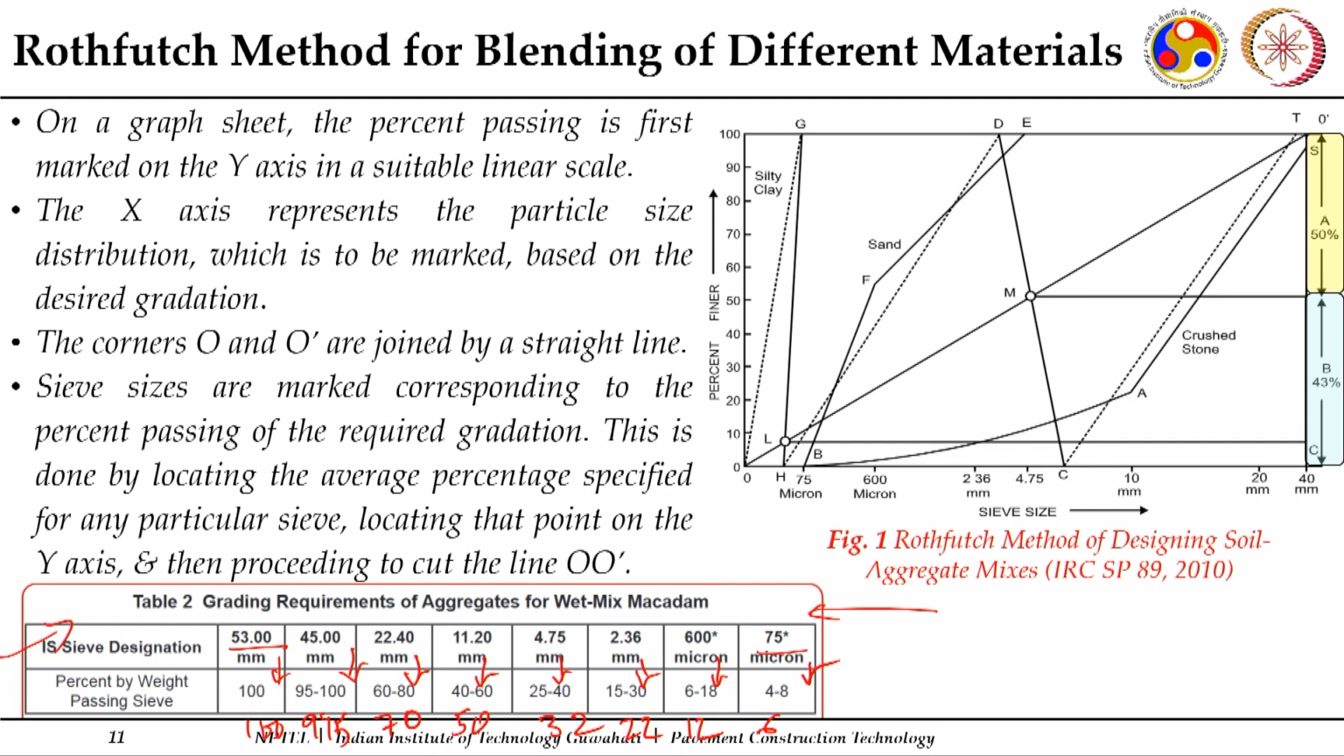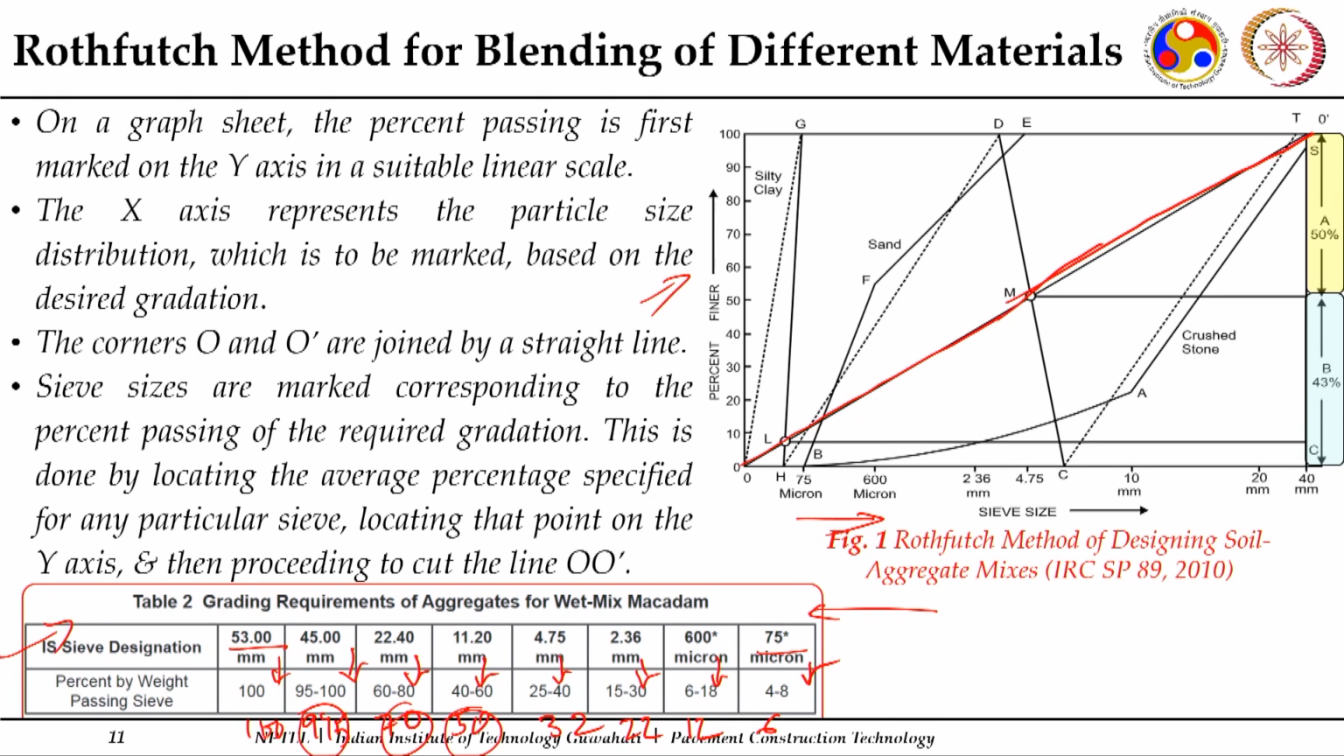Now, on this graph paper, we will plot the percentage passing on our y axis, and then we will have this diagonal which is drawn to join these two endpoints. On the x axis you need to mark the sieve sizes. For marking the sieve sizes on the x axis, you need to work out the mid values of your required gradation.